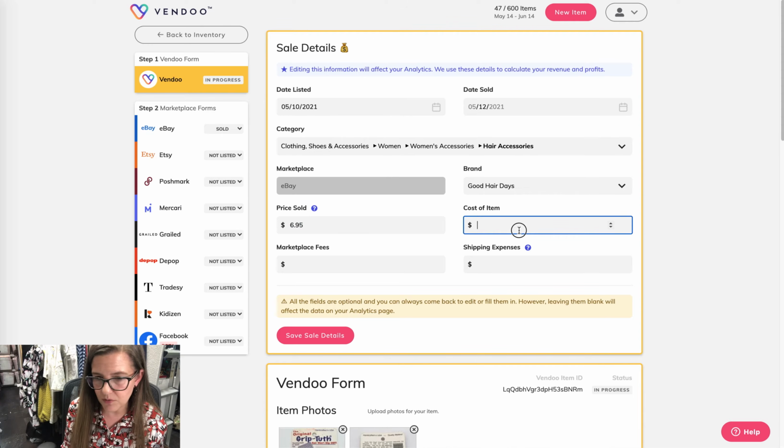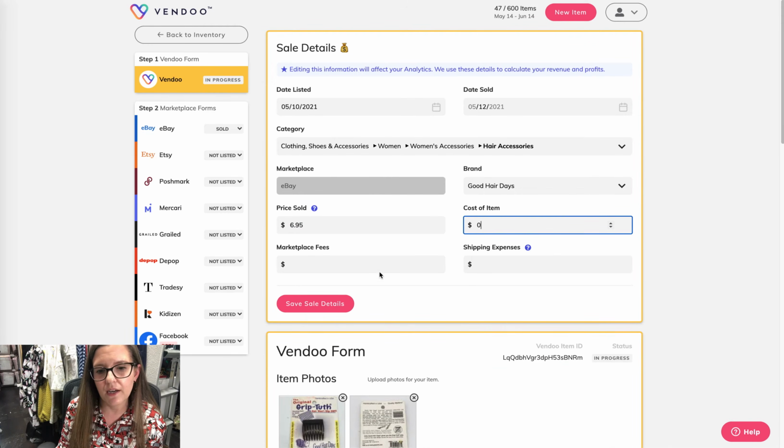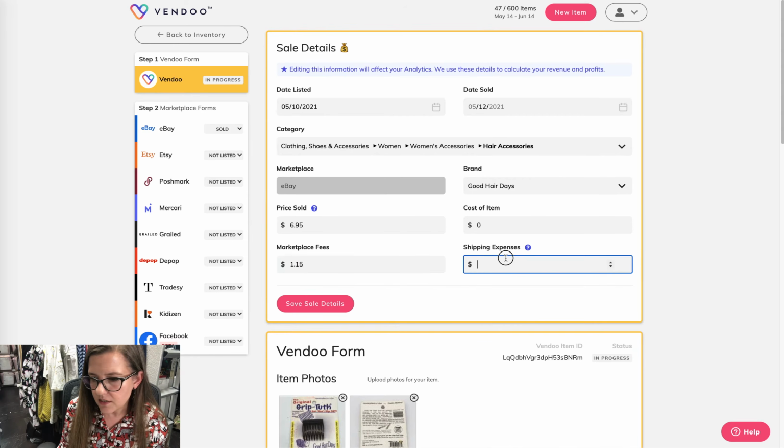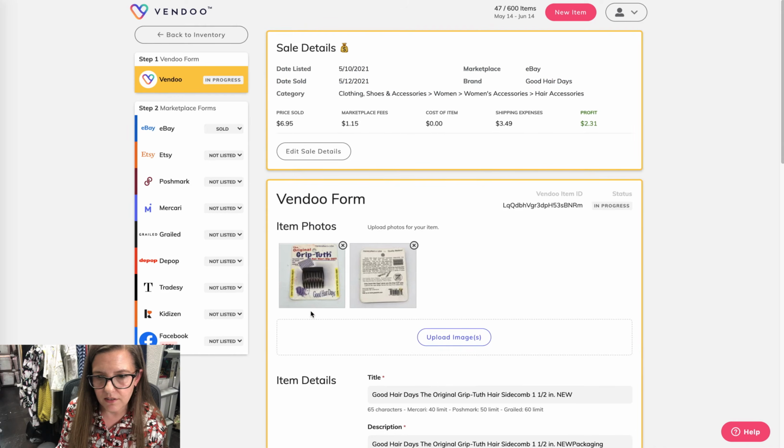The cost of the item was free. Again, it was in a junk bag that I had already cost out the other goods, and then it was left over, and I was like, I guess I'll list it. It's free. We paid $1.15 in fees, and to ship was $3.49. Seriously, did not think I should list this, and I made $2.31 off of it. It paid for the whole bag. I really don't pay more than $2 for junk bags.